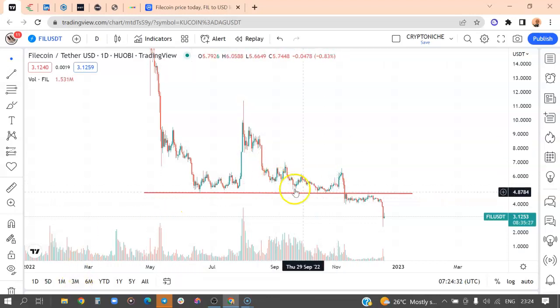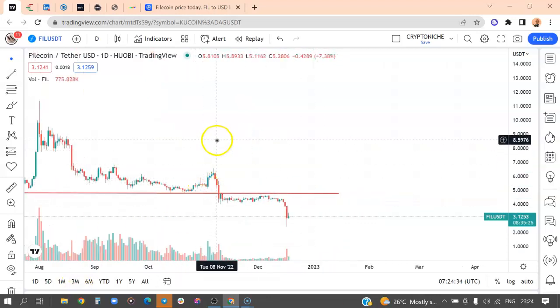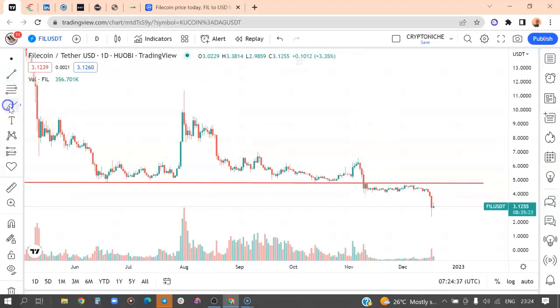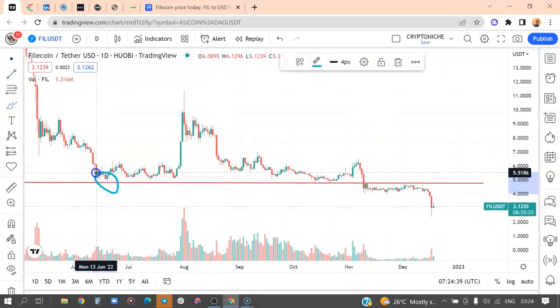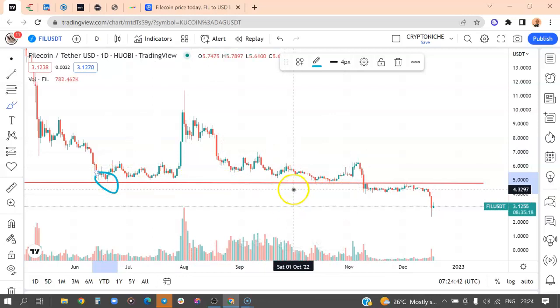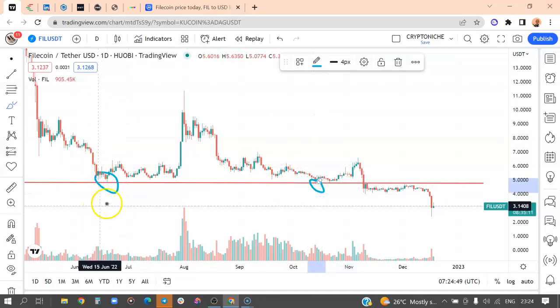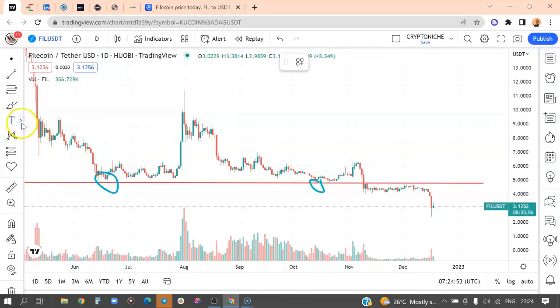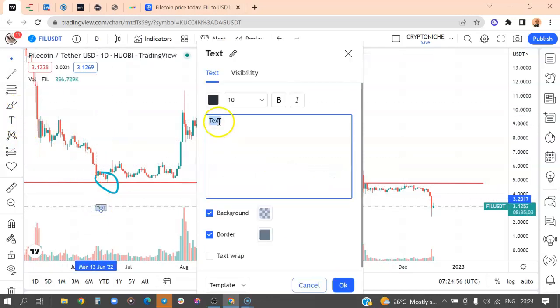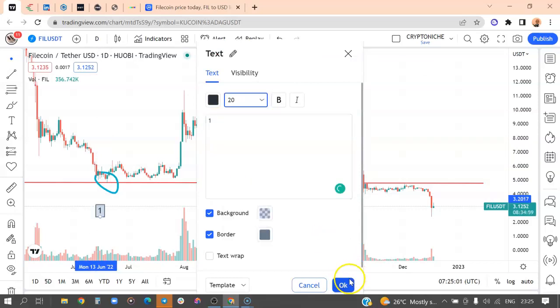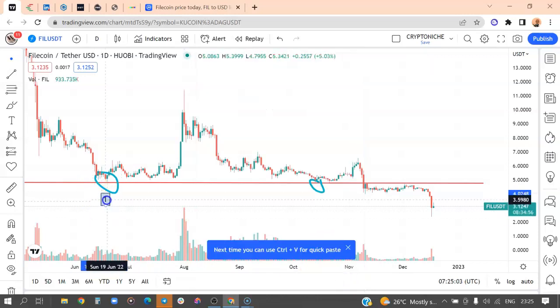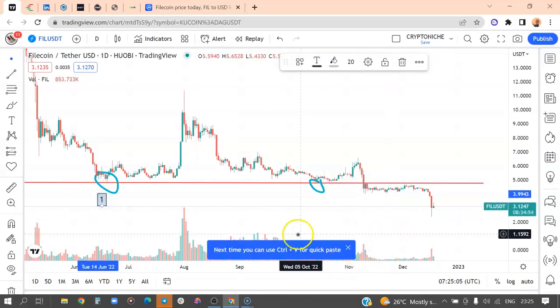Look at this. It tested the support. Let me zoom it in. It tested the support at this point. It was tested here, and it was tested here also. I'm not sure you can see this. This is the first time it tested it here once, so I'll type 1 here and increase the font size.